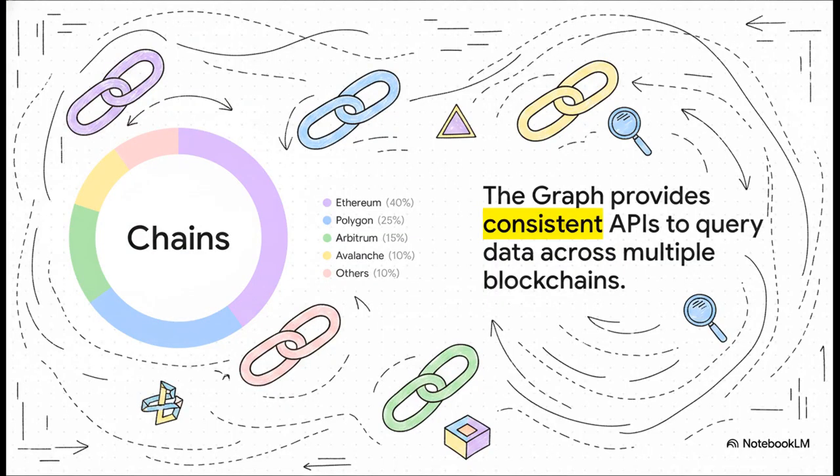And this is really important. It's not just an Ethereum thing. A huge reason the graph is so foundational is because it's cross-chain. It's indexing data from Polygon, Arbitrum, Avalanche, you name it. This gives developers one consistent tool to build apps that can work across the entire Web3 ecosystem.